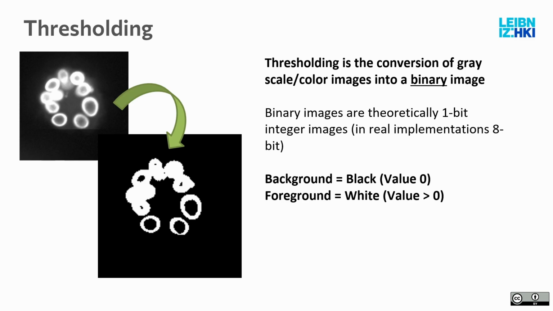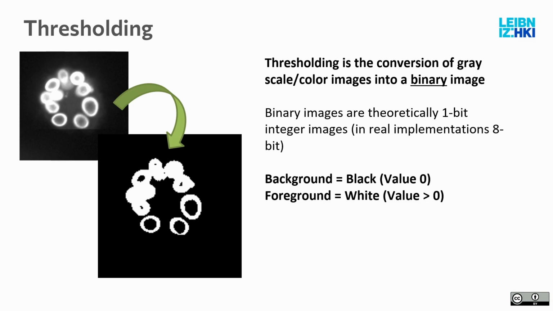Thresholding is very, very common. We will encounter very different variants of these thresholding operations all over. It's basically converting something that is a grayscale image or a color image into something that is a binary image, so black and white. I have to note here that binary images are theoretically 1 bit, because 0, 1.